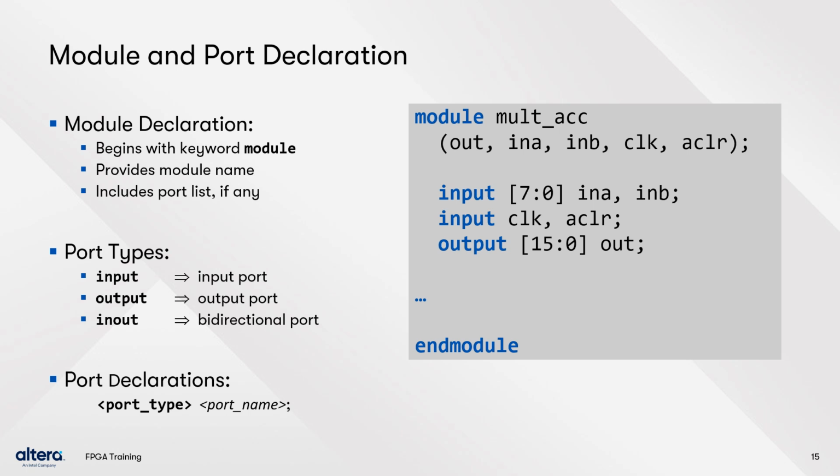There are three port types: input, output, and inout for bidirectional ports. The structure for the port declaration section is the port type, followed by the port name. Buses have square brackets following the port type with the bus size inside. In this example, inA and inB are 8-bit inputs. CLK and ACLR are 1-bit inputs, while out is a 16-bit output bus.